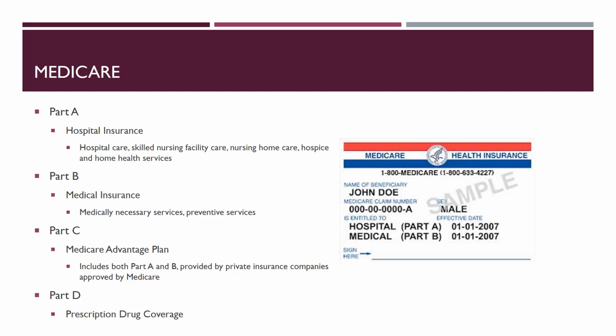Part B is the medical insurance, which is a voluntary program that requires a monthly premium for coverage. Part B covers medically necessary services, such as those needed to treat a medical condition that meets the standards of medical practice, as well as preventative services such as vaccines and other treatments to prevent illness. As long as the provider accepts Medicare assignments, preventative services are usually at no cost to the patient.